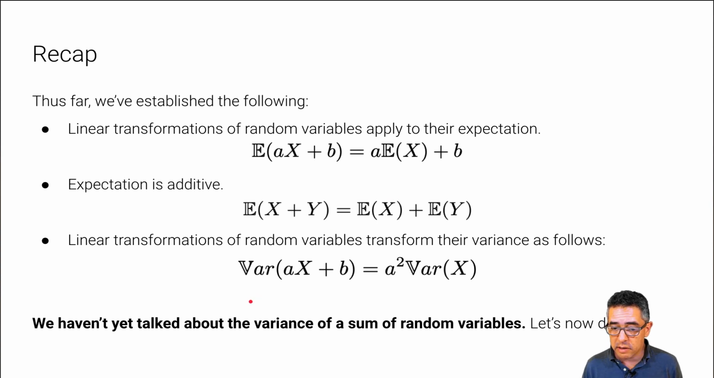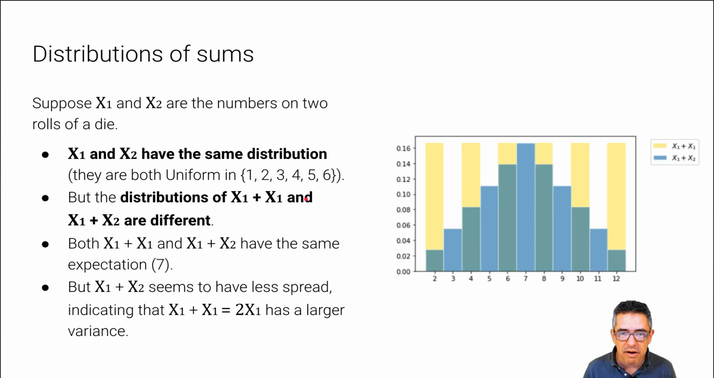Variance behaves differently. There's a square in there. Variance is not a linear operation, and so the variance of a linearly transformed random variable is actually insensitive to the shift, but the multiplicative constant comes out squared, and as we saw, when we take standard deviations, we end up with an absolute value in there. Now, what happens if we have a sum of random variables? What happens to the variance in this case?